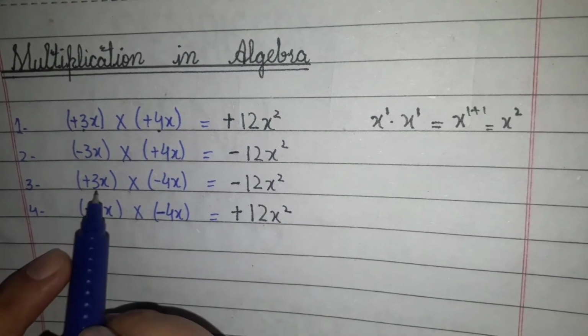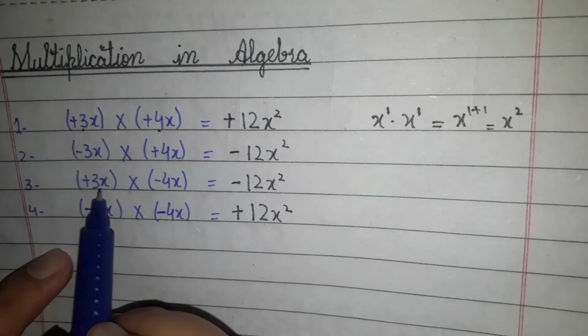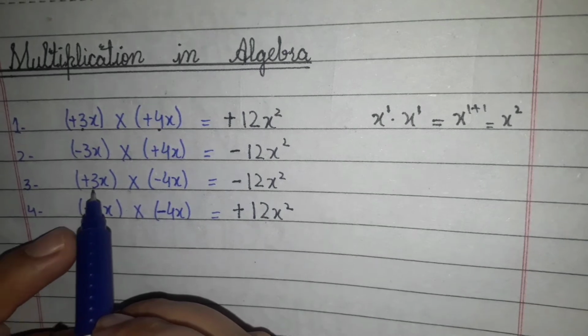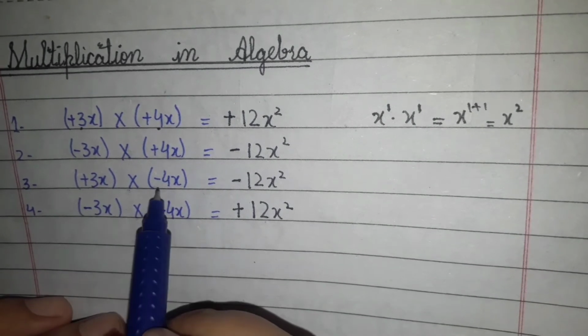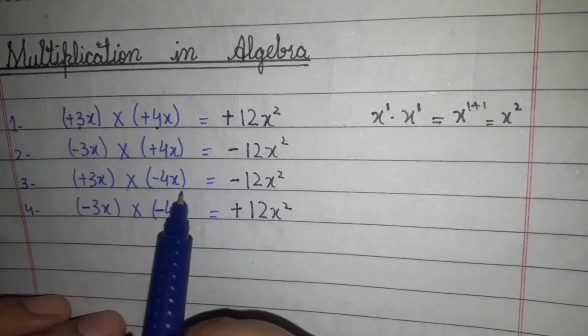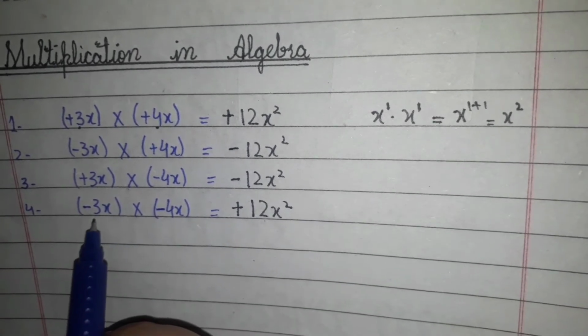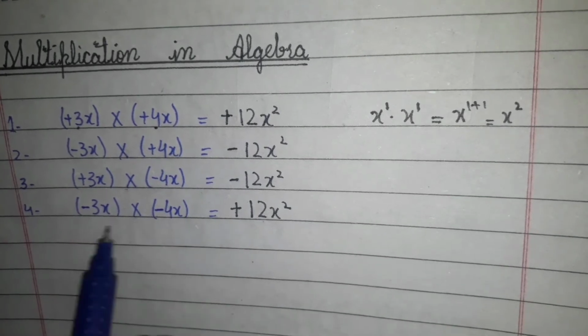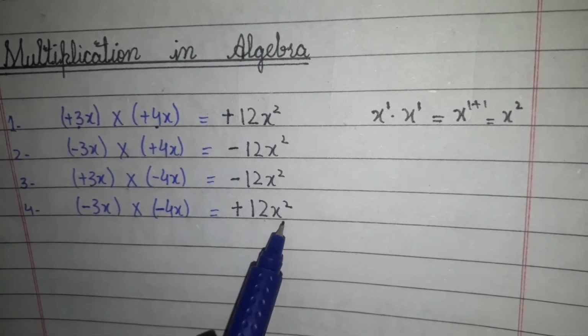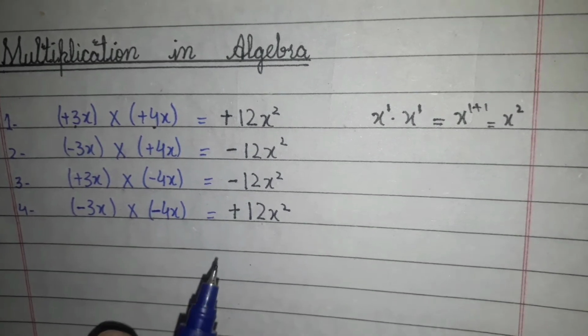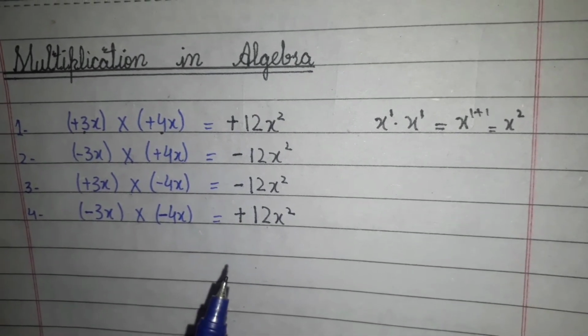Similarly in this case we multiply the coefficients as well as the variables. 3 multiplied by 4 gives us 12, and x multiplied by x gives us x square. And in the fourth case when we multiply the coefficients we get 12, and for the variables we get x square. These are the total four possibilities that occur in algebra.